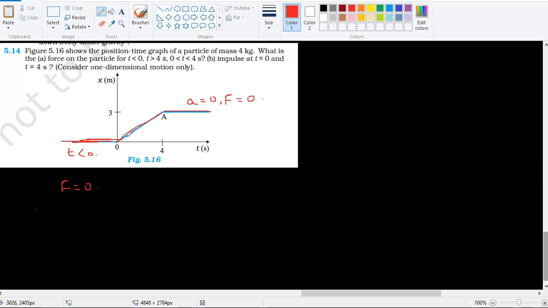Here, can anyone tell me what this is? Is the velocity changing or constant? Remember, this is the position, changing constantly, from 0 to A. But this is a position-time graph, not velocity. So if the position is increasing at a uniform rate, what can you say about the velocity? Velocity is constant or changing?